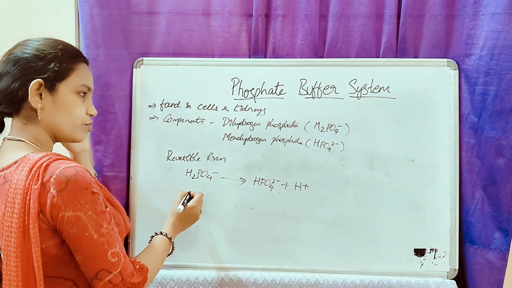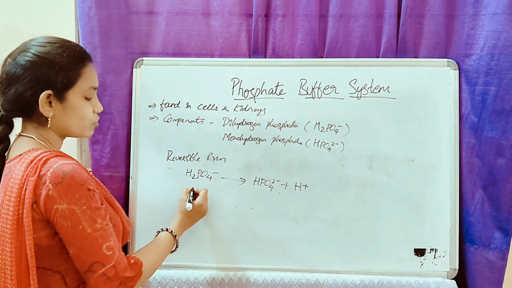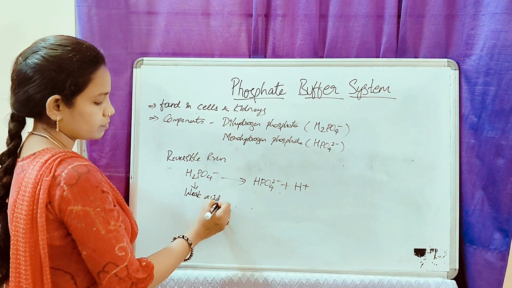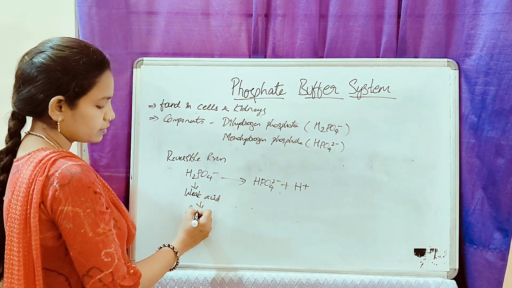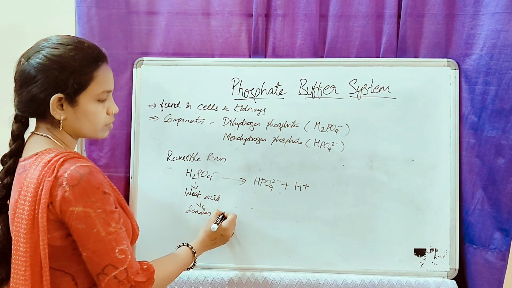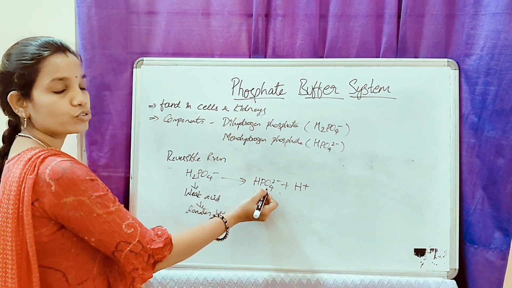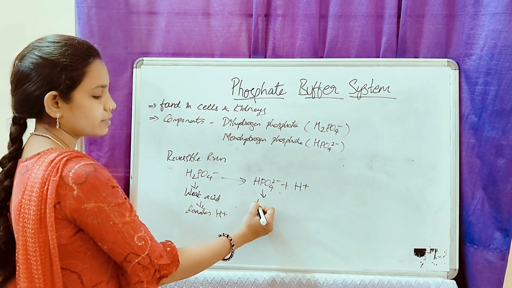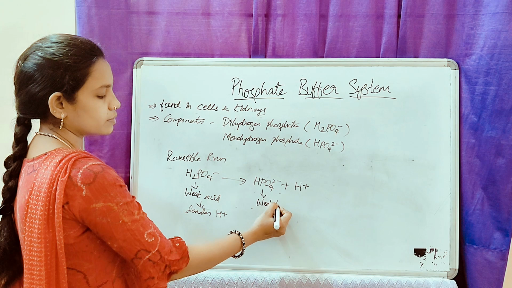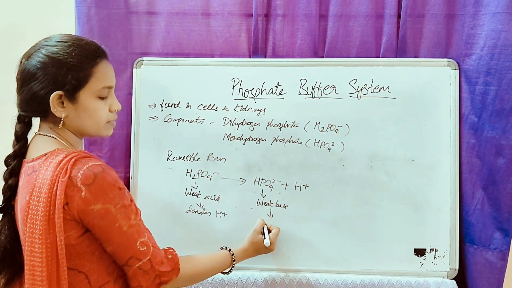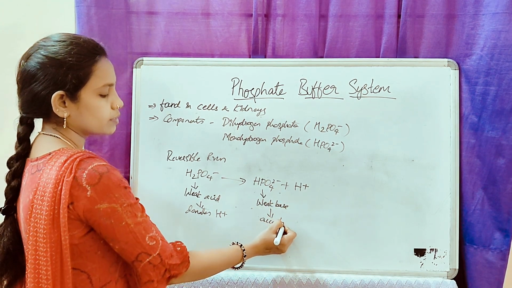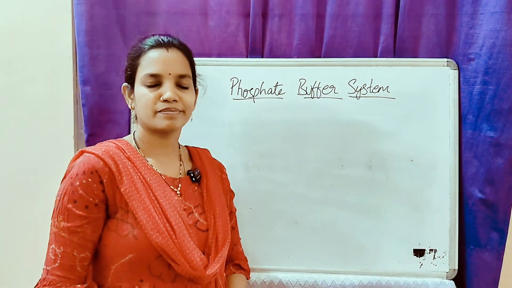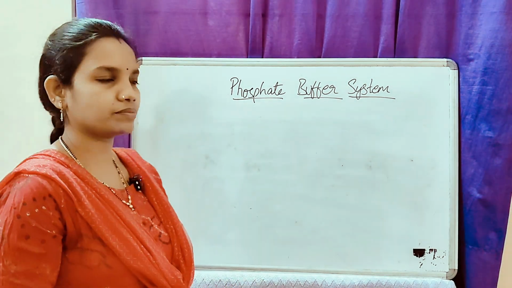Now here H2PO4 minus, dihydrogen phosphate, acts as a weak acid. Weak acid means it donates protons. And here HPO4 2 minus is monohydrogen phosphate. Now here this acts as a weak base. Weak base means it accepts protons. Now let's see how the mechanism works.